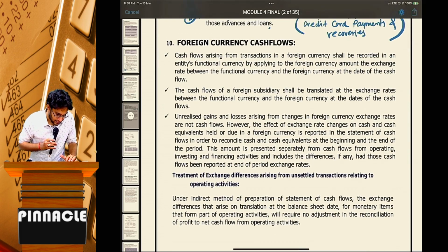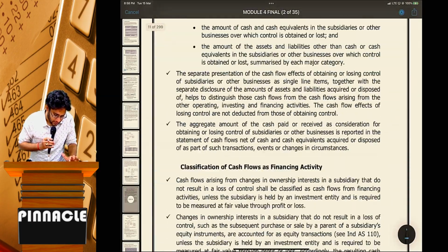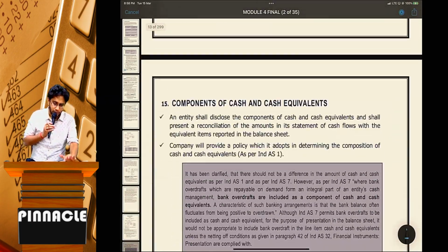Okay, sir, that's all for this session. We have foreign currency cash flows, interest and dividends, taxes, and we have got a lot of sums. We'll see in the next session, sir.